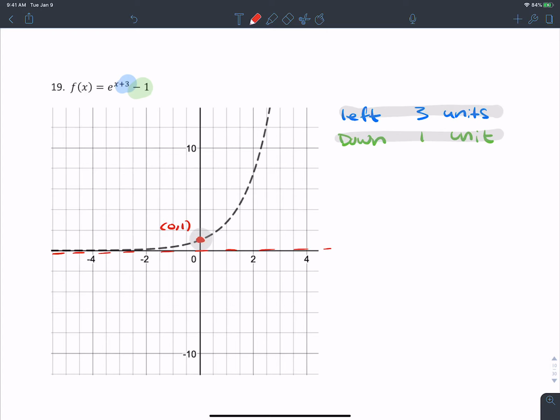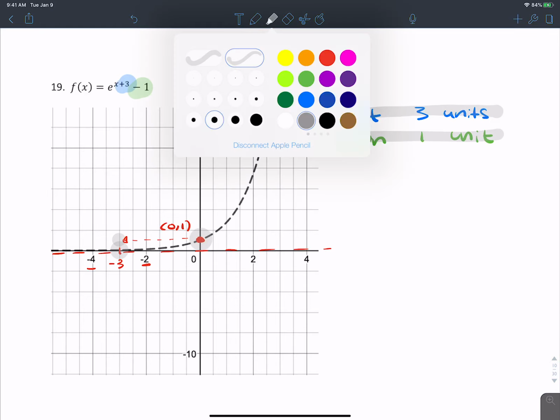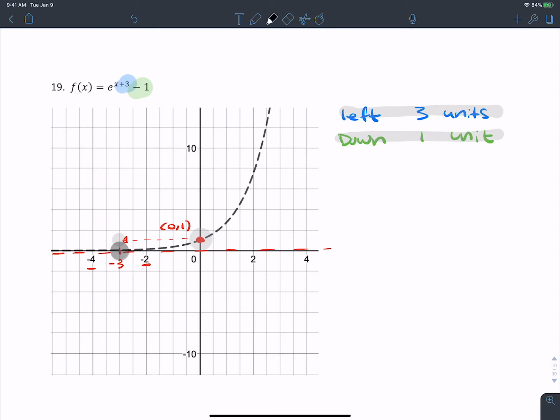So let's try to do that. We're going to go to the left 3 units. And as you can see, my spacing is interesting. Going to the left 3 units is going to be right here, between -2 and -4. So I move this to the left. That's where -3 would be. And then I have to move down 1 unit. So from here, I go down 1 unit, and I'm on the x-axis. So this is the location of my new reference point.